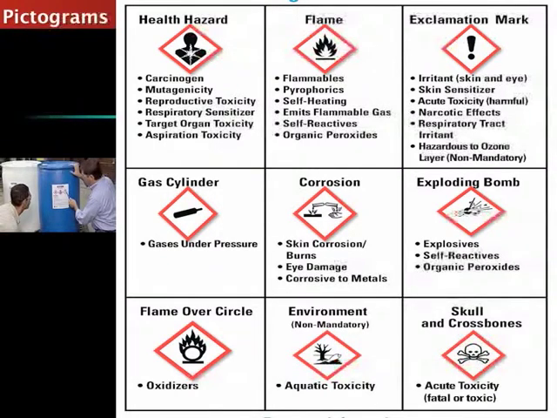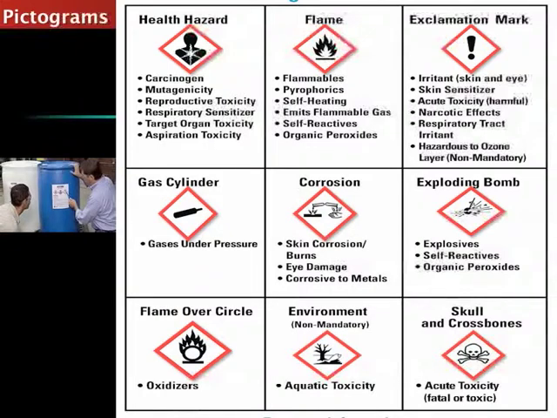Underneath that, we have the flame over circle. Similar to the flame, except it has a circle in the middle. I like to look at the circle as the O in oxidizers. Oxidizers are chemicals that fuel fires through their oxygen content.